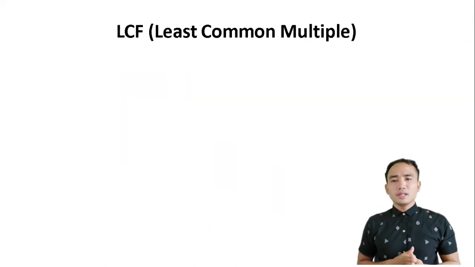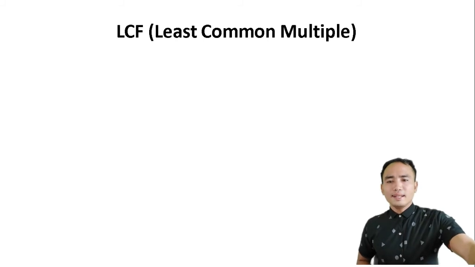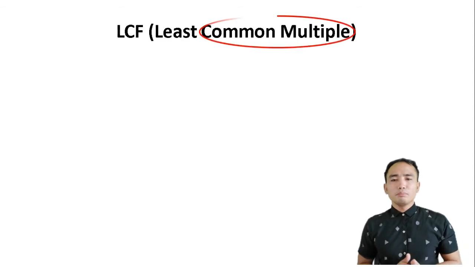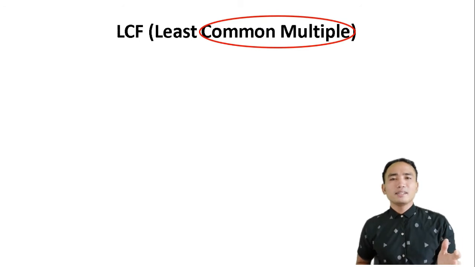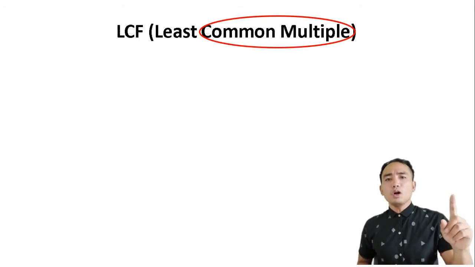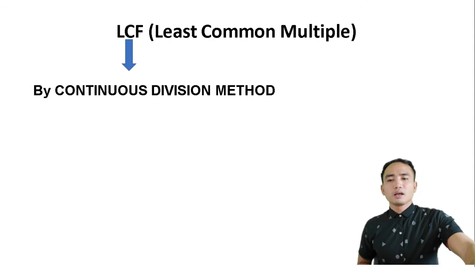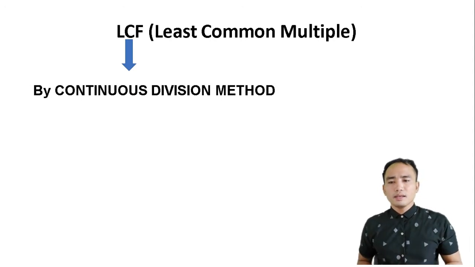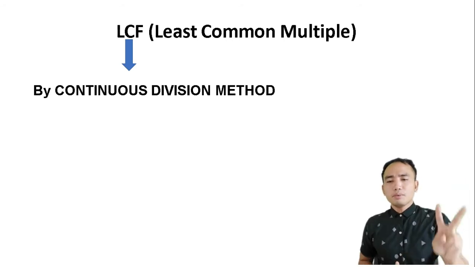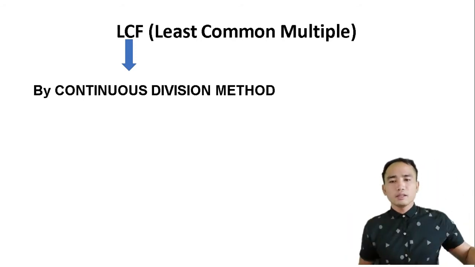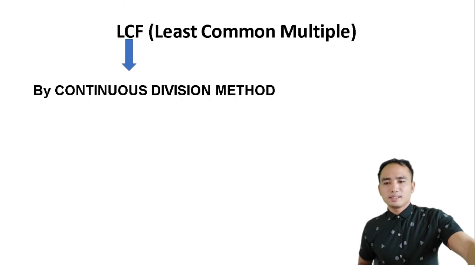Now let us go to the least common multiple. When we say least, it is the smallest number. It is the smallest number that is divisible by 2 or more numbers. So here we're going to use the continuous division method. It is called continuous because we have to divide the numbers continuously until all the factors and all the quotients are prime numbers.